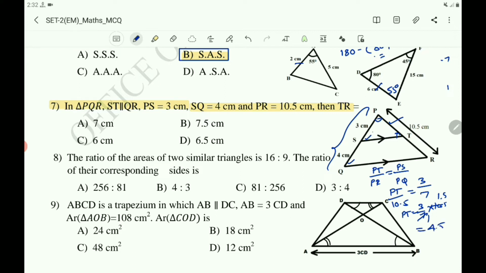So 10.5 minus 4.5, you will get 6. So what is the answer here? Option C is the answer.